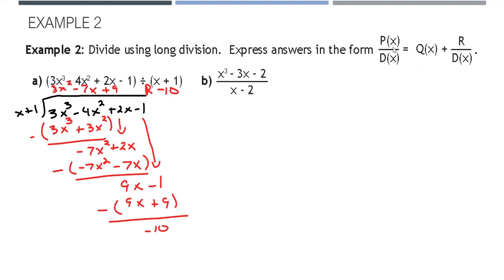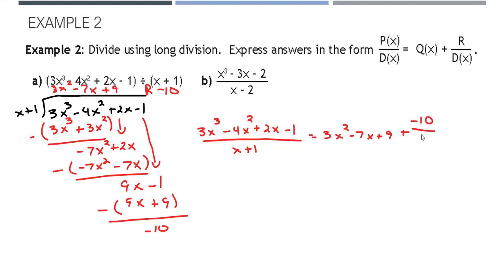And we're not done. It wants us in this form right here. So that's going to be P of x, our original polynomial, 3x cubed minus 4x squared plus 2x minus 1, all divided by our divisor, which in this case is x plus 1. And then our quotient, which came out to be 3x squared minus 7x plus 9. And then we have plus our remainder, which was negative 10, all over our divisor, which is x plus 1. There we go, so now we have it in that form. I should put some brackets here.